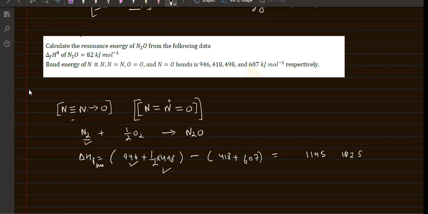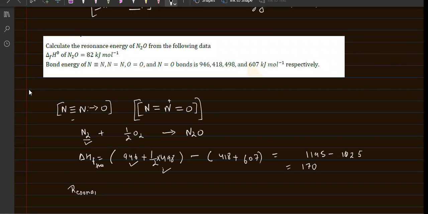You should get something like this, right? 1195 minus 1025. Yes or no? Tell me. Yes. So this is your delta H theoretical, which is your 170. Now delta H experimental or actual is this, theoretical is this.